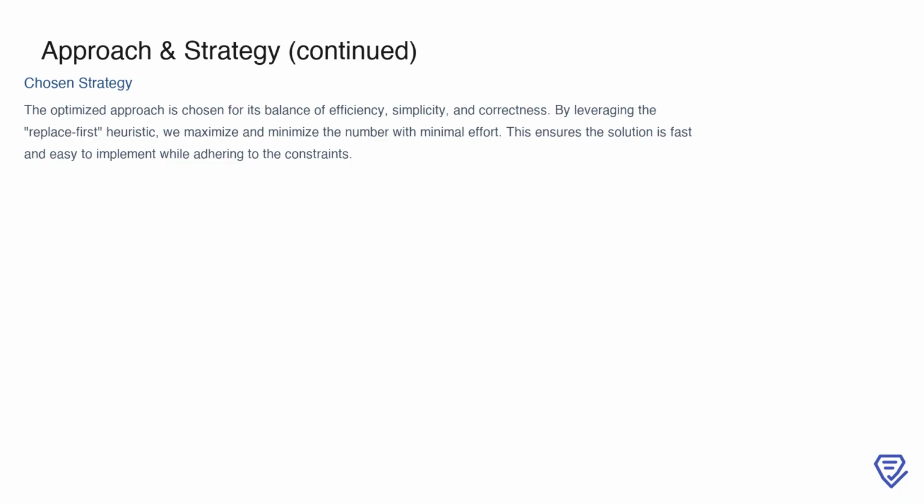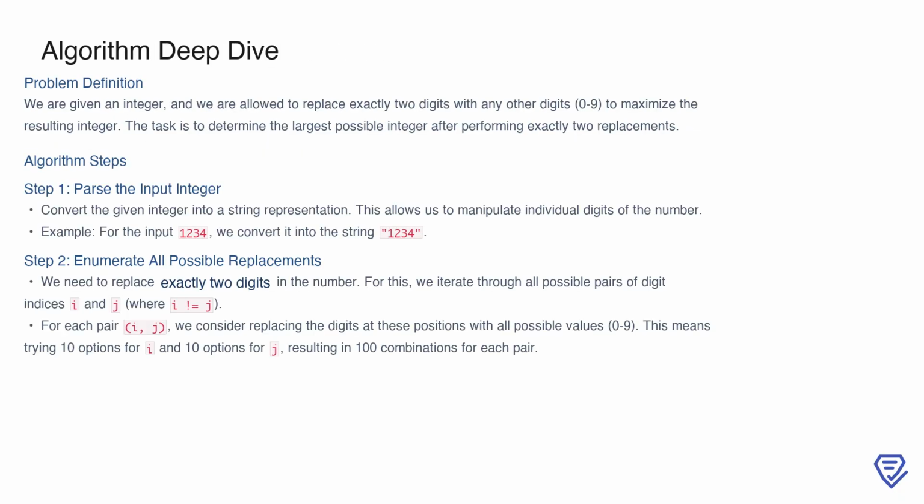In this problem, we are tasked with finding the maximum integer that can be obtained by replacing exactly two digits in a given number. The replacements can be made with any digits from 0 to 9. To solve this, the first step is to parse the input integer into a string format. This allows us to easily access and modify individual digits. For instance, if the input is 1234, we convert it to the string "1234".